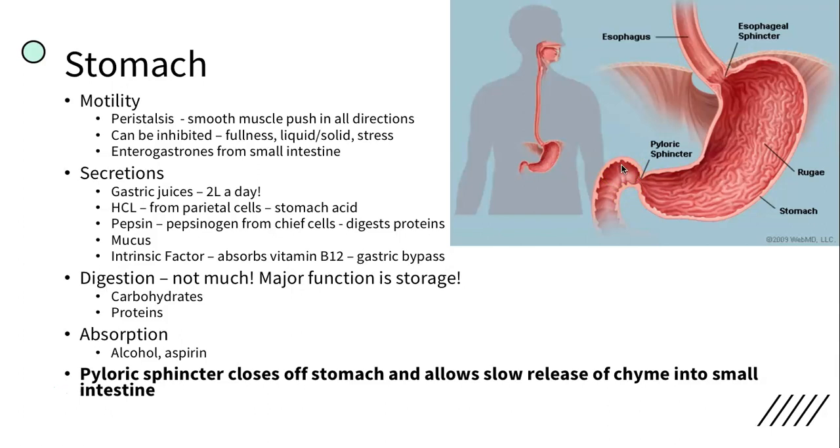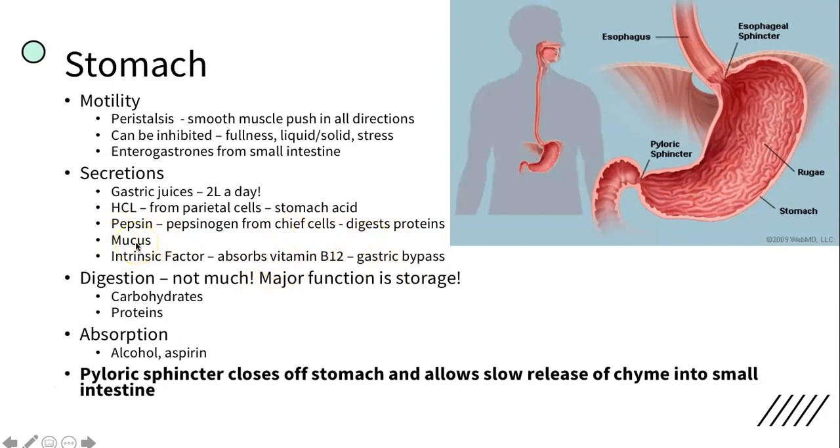What kind of secretions do we get here? We get gastric juices, up to 2 liters a day. HCl, which is your stomach acid, or hydrochloric acid, which is extremely acidic, like a 1 on the pH scale. That is secreted from cells called parietal cells. And then we have pepsin, which is secreted as pepsinogen, or basically the inactive version. Anytime you see ogen, that's just an inactive version of an enzyme. Pepsin is an enzyme that digests proteins.